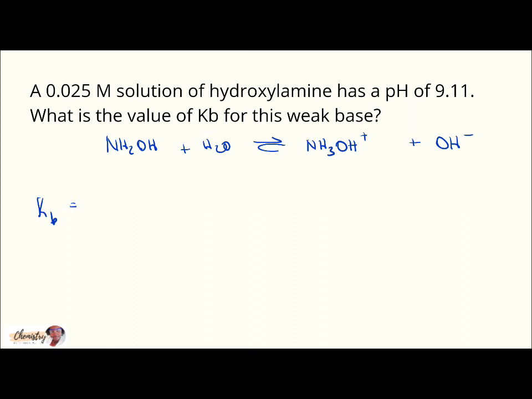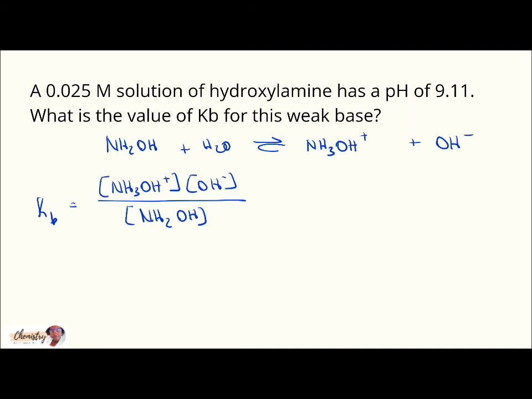Kb would be the concentration of the products divided by the concentration of our reactant. Remember, water is not included. We have removed it. It's a constant, and that's why we even have that Kb expression. We'll be able to tell exactly how much hydroxide ions are present.